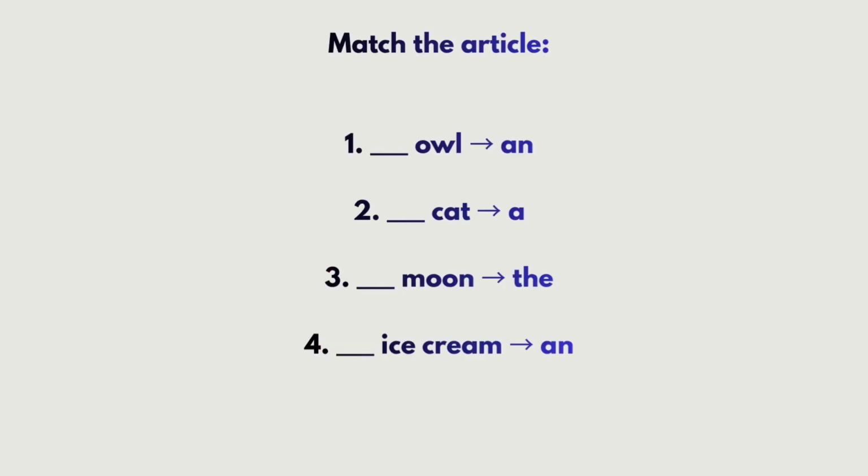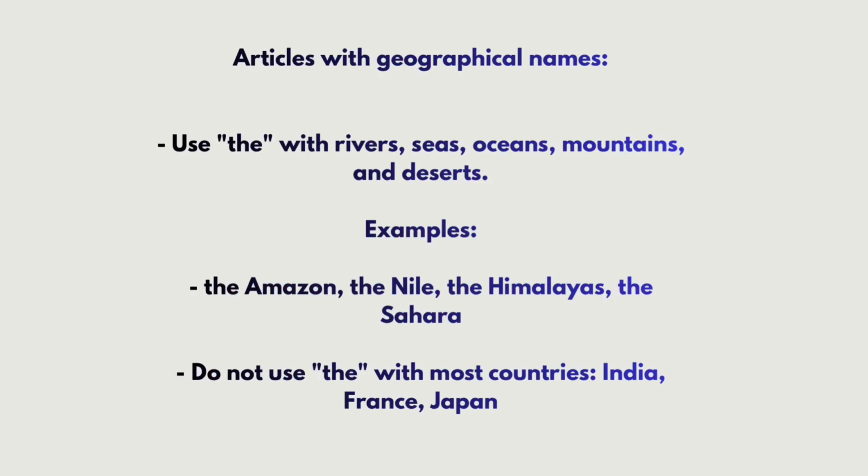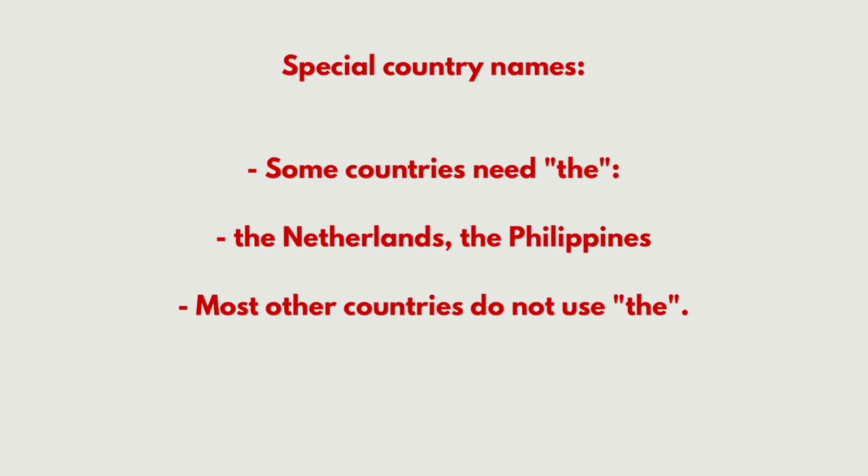Articles with geographical names. Use the with rivers, seas, oceans, mountains, and deserts. For example, the Amazon, the Nile, the Himalayas, the Sahara. Do not use the with most countries, like India, France, or Japan. Special country names: some special countries need the, like the Netherlands, the Philippines. Most other countries do not use the.